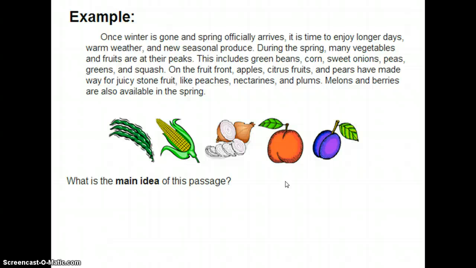So think about that passage and ignore the fact that none of these are actually available in Pennsylvania. We're probably talking a southern state here. But what is the main idea of this passage? Give yourself a second. Pause the recording if you need to. Maybe jot down, what do you think is the main idea of this passage?